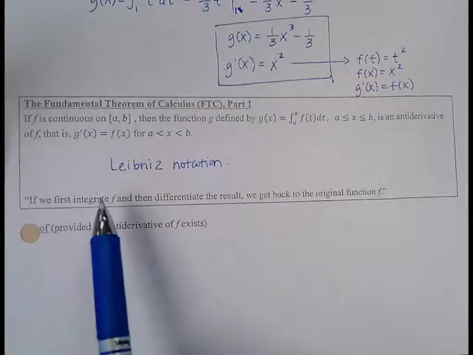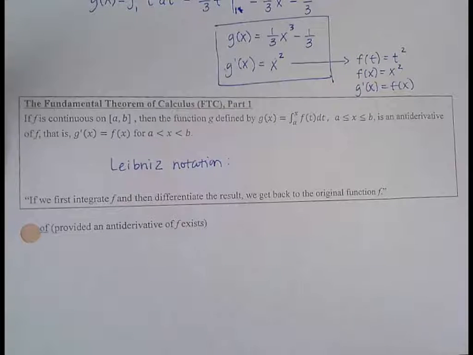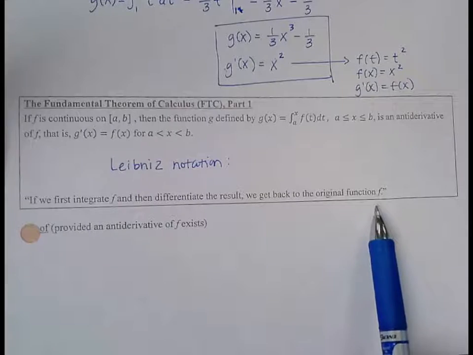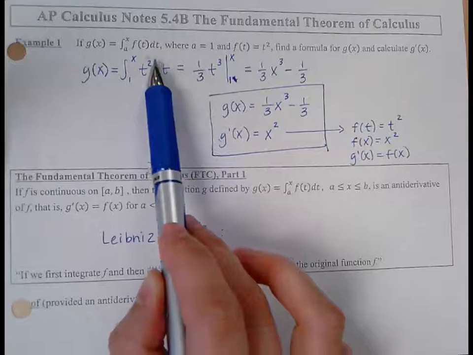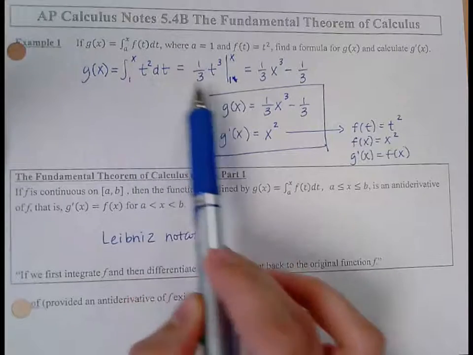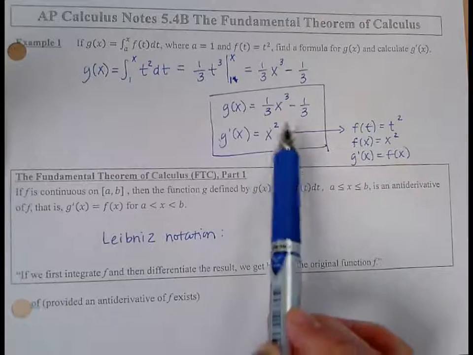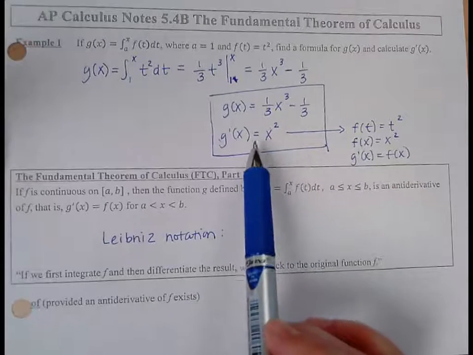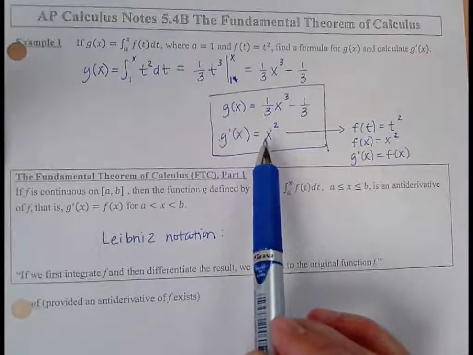If you first integrate a function f and then you differentiate the result. So you first find the integral, which is the antiderivative, and then you find the derivative of the antiderivative, you're just going to get back to your original function. So that's what we did up here. We first integrated f, and that's how we got g, and then we took the derivative, but it got us back to f. It got us back to f of x. It's just the variables are different, but we got back to the x squared.